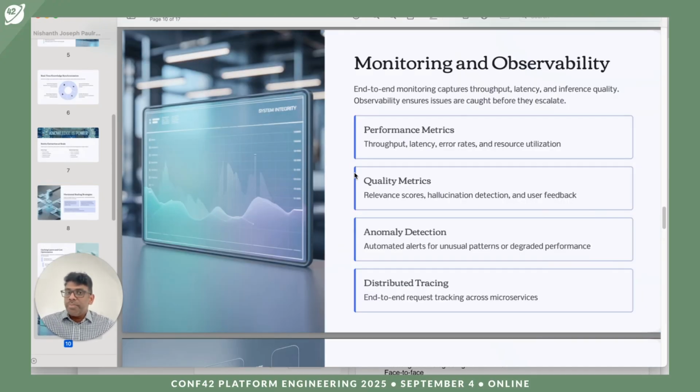Monitoring and observability. End-to-end monitoring captures throughput, latency, and inference quality. Observability ensures issues are caught before they escalate. So we have to capture performance metrics, throughput, latency, error rates, and resource utilization, quality metrics, anomaly detection, and distributed tracing to make sure that whatever we deploy works and meets the demand and helps us to get the right information and right on time.